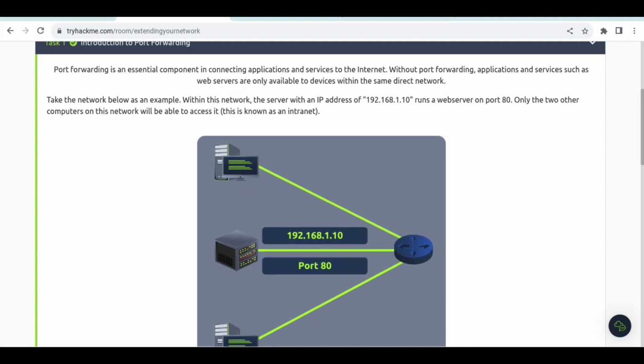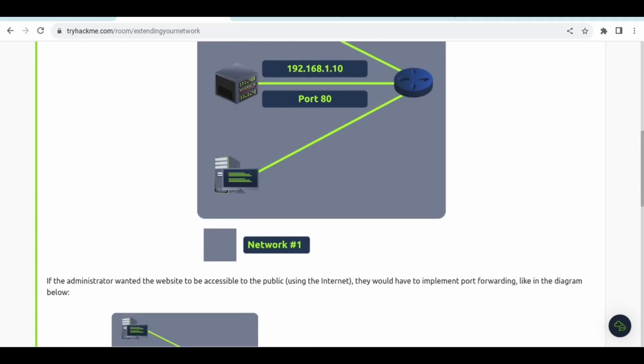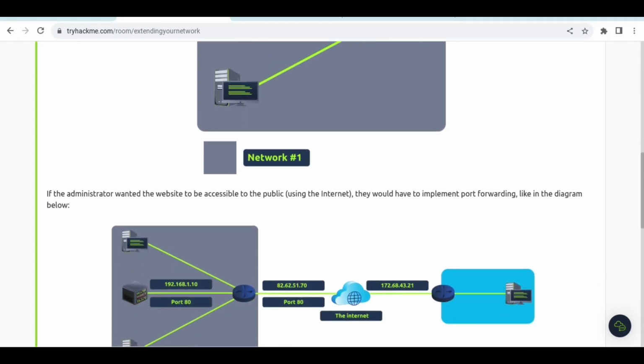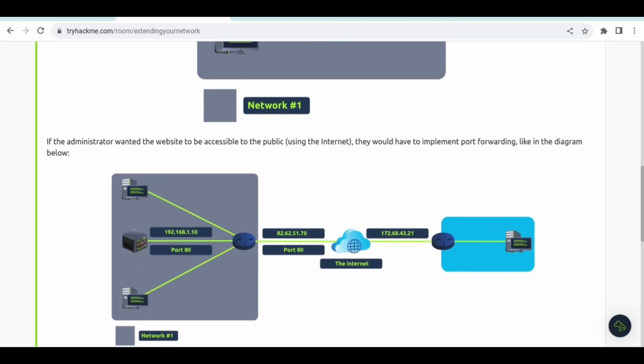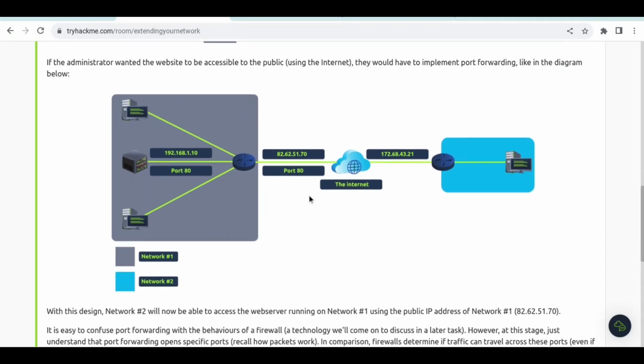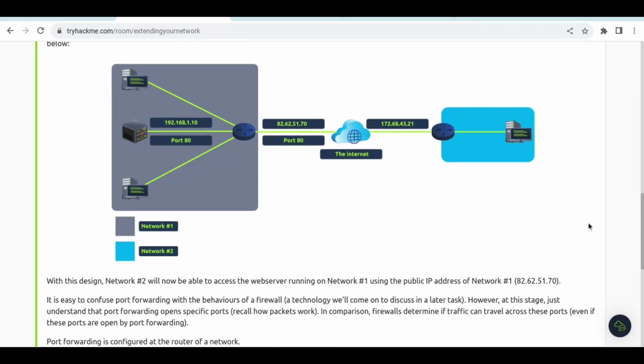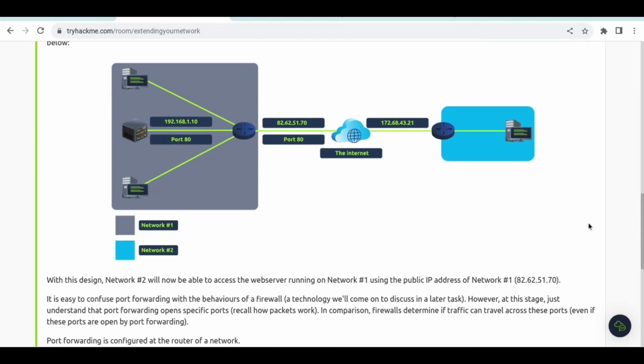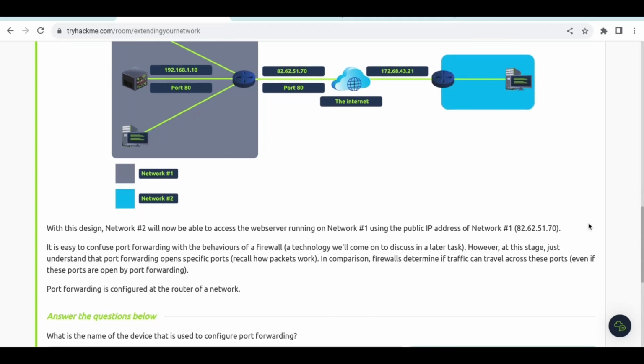This is known as intranet. If the administrator wanted the website to be accessible to the public using the internet, they would have to implement port forwarding like the diagram below. And here is what it's talking about. Network number 2 will now be able to access the web server running on network 1 using the public IP address of network 1, 82.62.51.70.